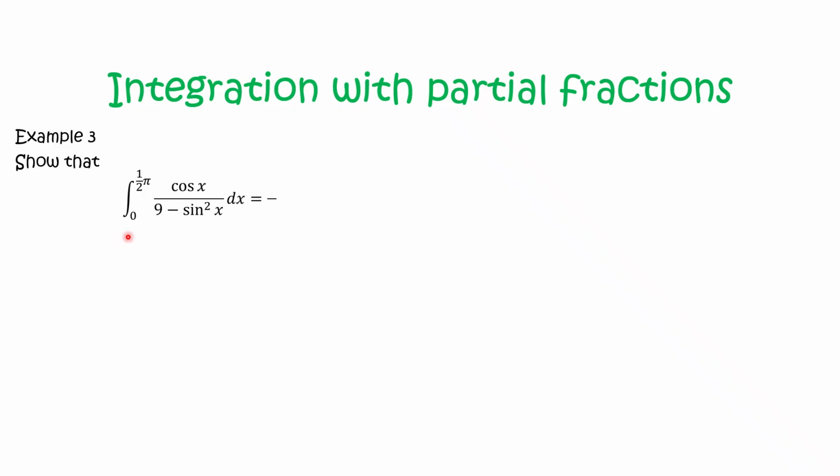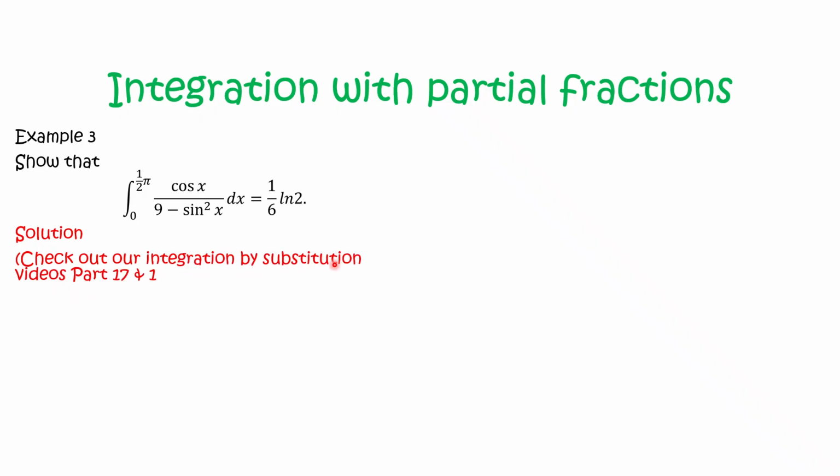Let's look at example 3. Show that the integral from 0 to half pi of cosine of x divided by 9 minus sine squared x dx is equal to 1 over 6 times the natural log of 2. The solution. Now, I encourage you to check out our integration by substitution videos, part 17 and part 18.